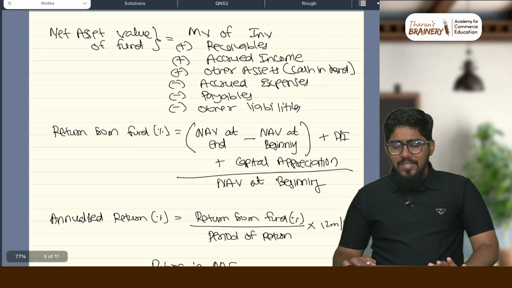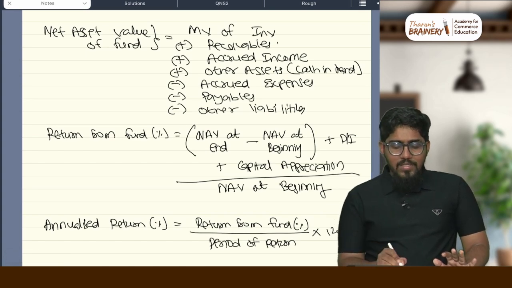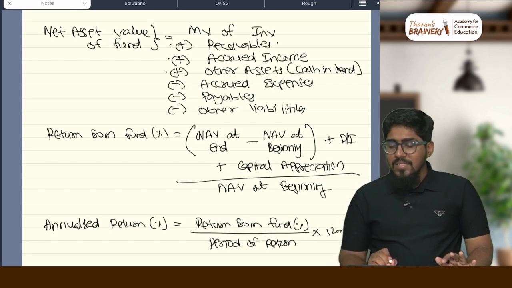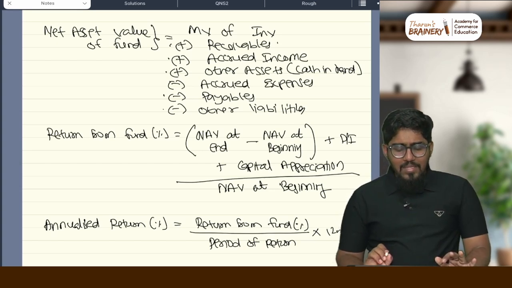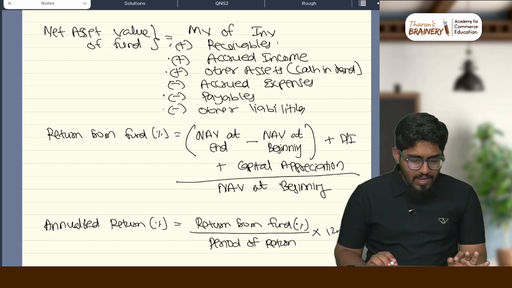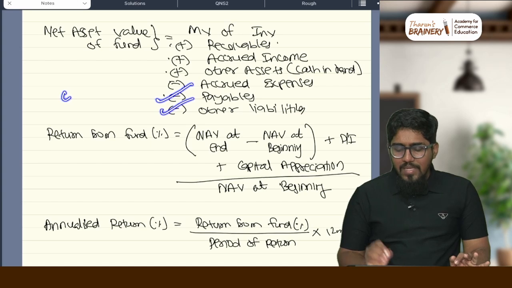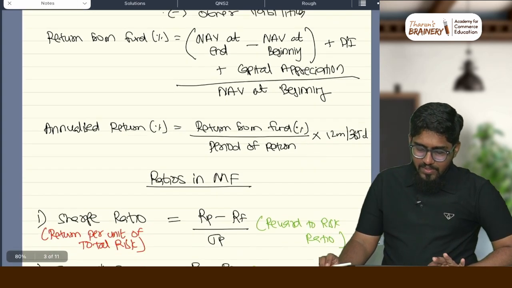So what is net asset value of the fund? The market value of investment plus receivables plus accrued income plus other assets plus accrued expenses minus payables and minus other liabilities. So these are the net asset value of the funds.